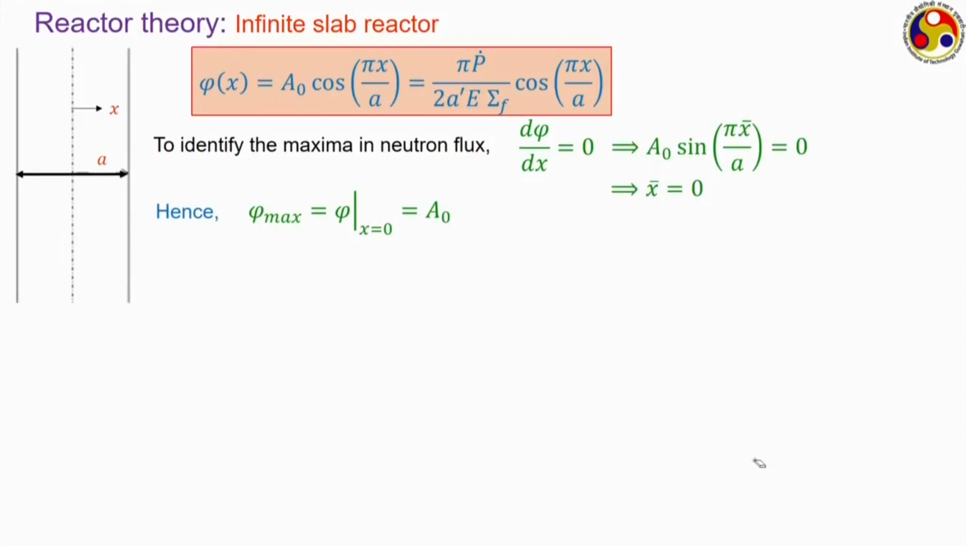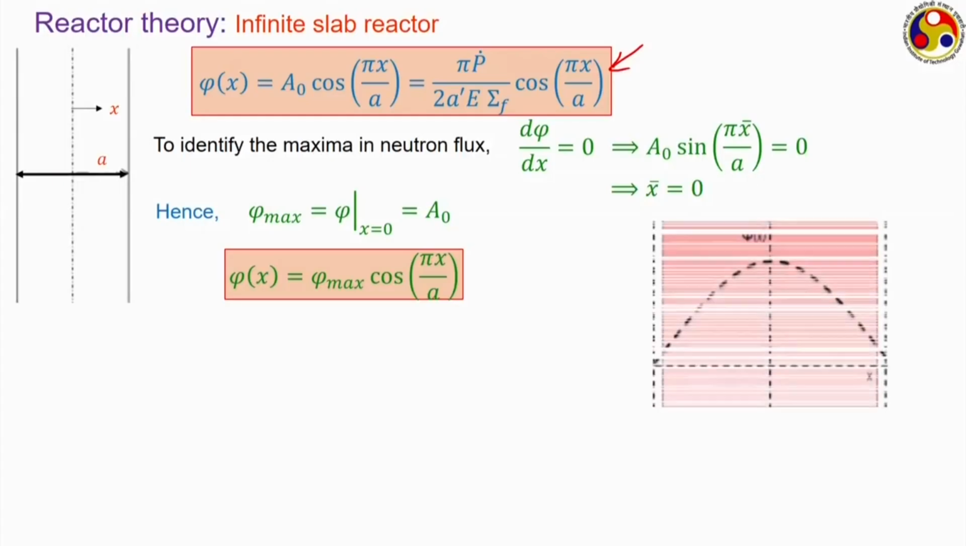And hence phi max can be found by putting x equal to 0 in this particular equation, cos 0 becomes equal to 1, and hence we get phi max equal to A naught, or whatever expanded form we have for A naught. Therefore, the distribution phi can be written as phi max into cos pi x by a, because the entire coefficient is equal to the maximum value of this flux. This is the distribution that we can have.